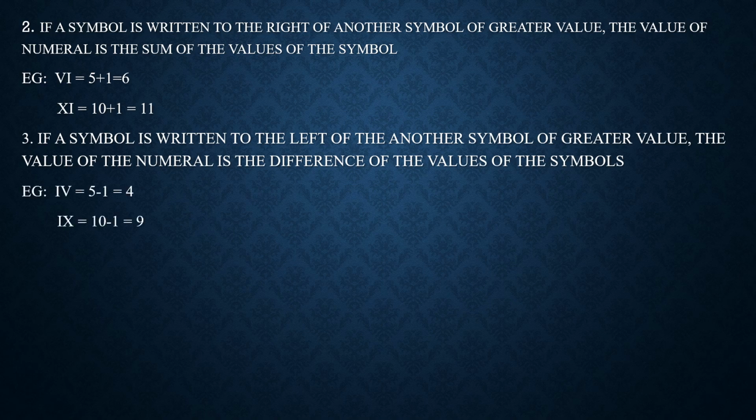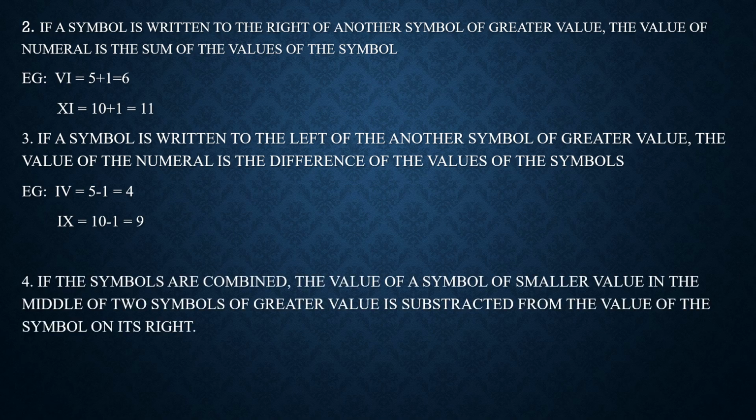Okay, is that clear for you? We see the example. You see, I is written to the left side of the greater symbol V. So that means 5 minus 1 is equal to 4. In the same way, X has a value of 10 and I has a value of 1. Since it is smaller and written to the left side, it has to be subtracted. That is why 10 minus 1 is equal to 9.